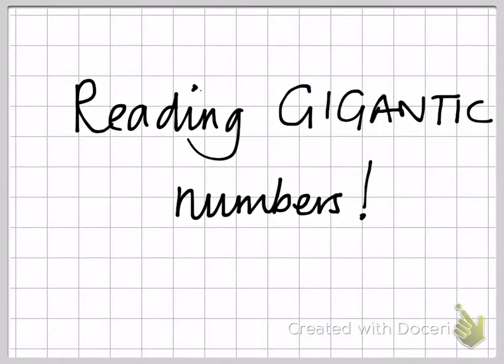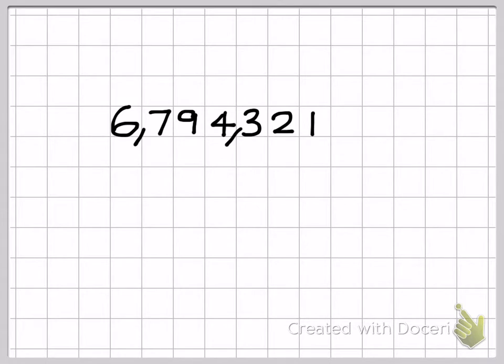We're going to deal with reading gigantic numbers here, up to 7 digits. Here's a 7-digit number. In order to be able to read it out, it's a really good idea to put commas in it first of all.